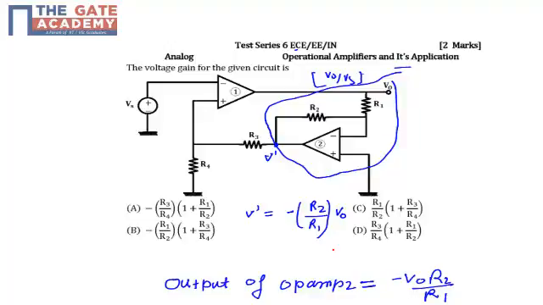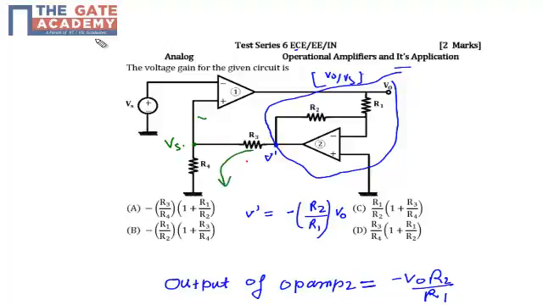Now if I apply the virtual ground property in op amp 1, we know that the voltage at the inverting terminal is equal to the voltage at the non-inverting terminal. In op amp 1, the voltage at the inverting terminal is Vs, so the voltage at the non-inverting terminal must be Vs. We already know V dash, and we know that the input current of the op amp is 0. So this is a series network.